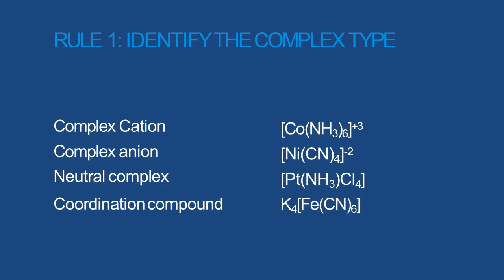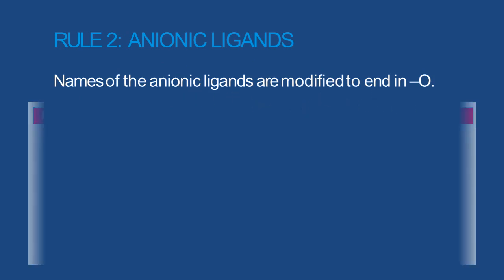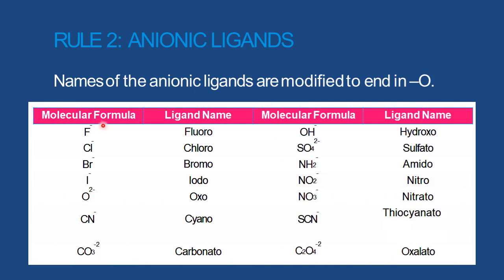Students, the second rule is for naming of the ligands. As we already know, ligands can be of three types. They can be anionic, they can be cationic, or they can be neutral. For anionic ligands, names of the anionic ligands are modified to end in O. For example, if we have the ligand F negative, which is fluoride ion, the name is going to be fluoro. The IDE is going to be replaced by O. So it is going to be fluoro.